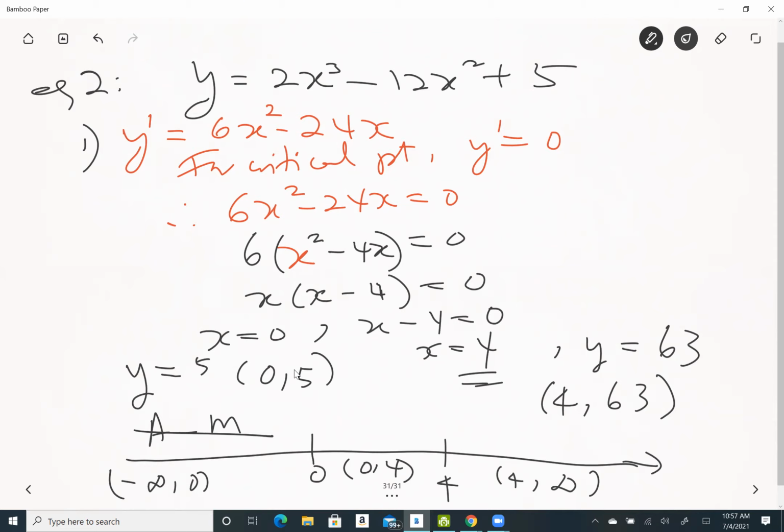So, you tabulate, there are 3 intervals. Just check whether you have an increasing or decreasing function for each of the intervals. All right, you done? Okay, first interval, negative infinity to 0. What is the test point you use?